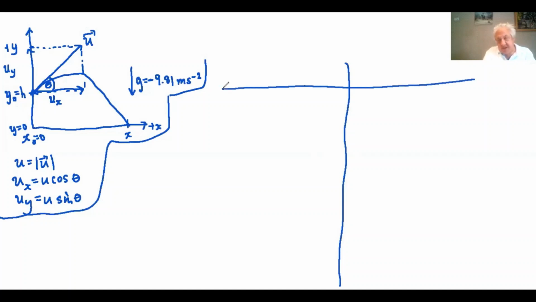All these problems are tackled by separating the x motion and the y motion and writing our constant acceleration formulae for each motion, horizontal and vertical. So let's start with x.